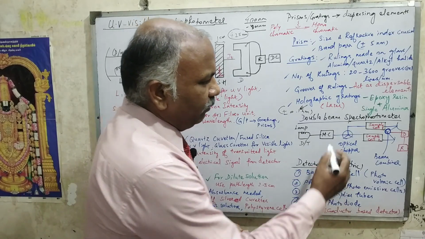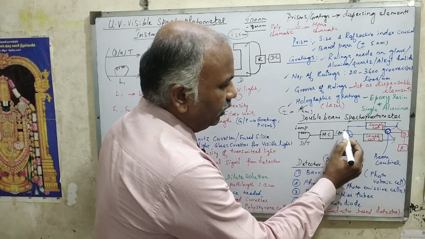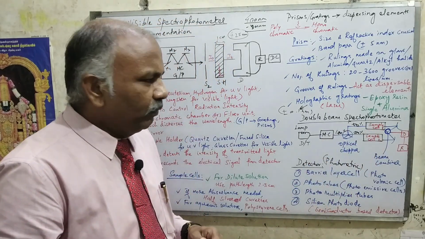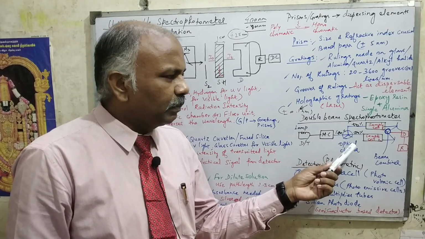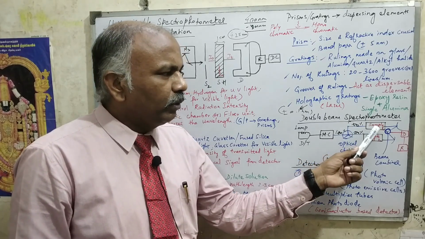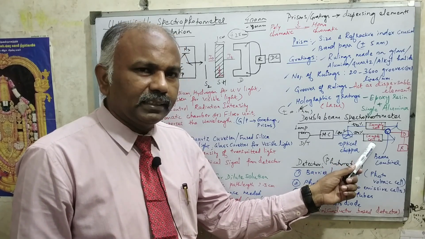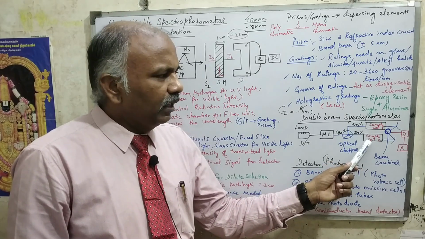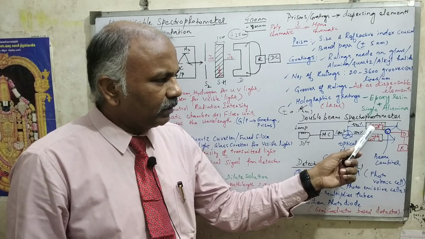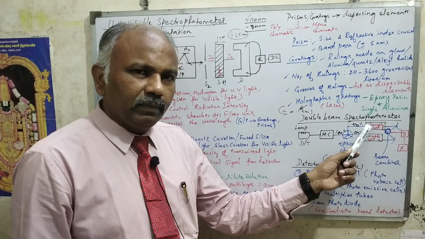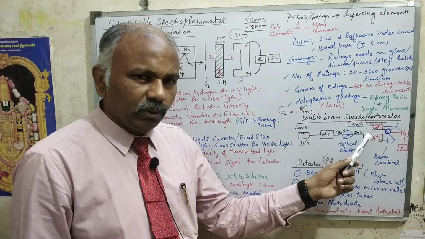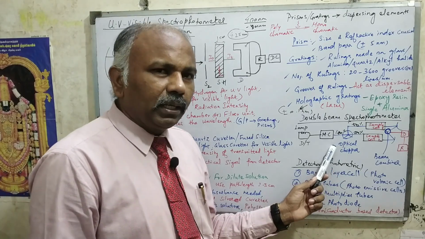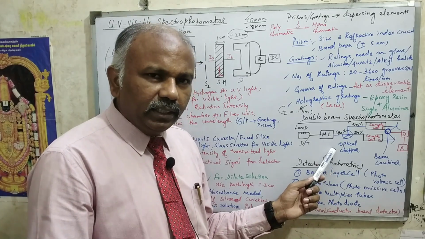What is the meaning of that? If 100% radiation is coming here, 50% goes here and another 50% goes here, right? So if you keep the optical chopper, the 100% radiation will be split into two equal halves. 50% will go to sample cell 1 and 50% will go to sample cell 2. Initially you can use both sample cells with the blank, and after adjusting the absorbance, you replace one cell with the sample solution and keep the other with the blank, and then take the reading, right? So the purpose of the optical chopper is to chop the radiation into two equal halves.